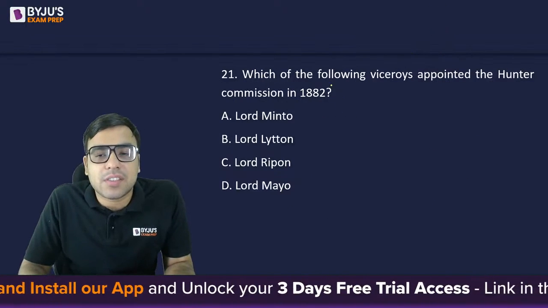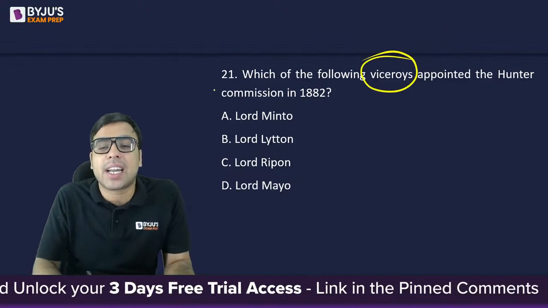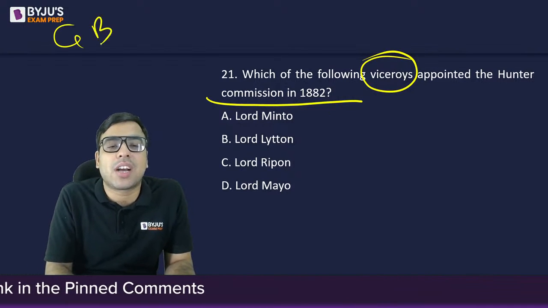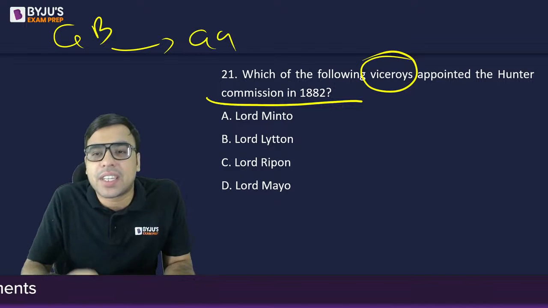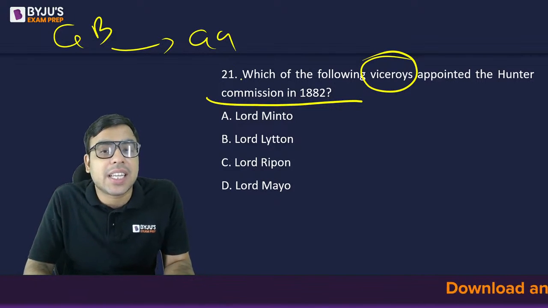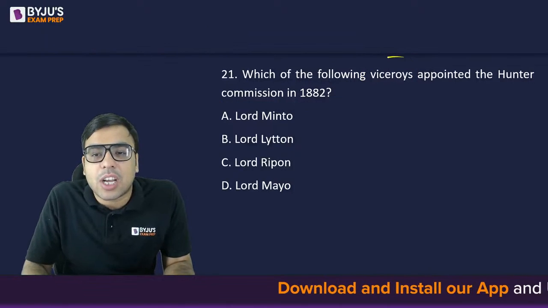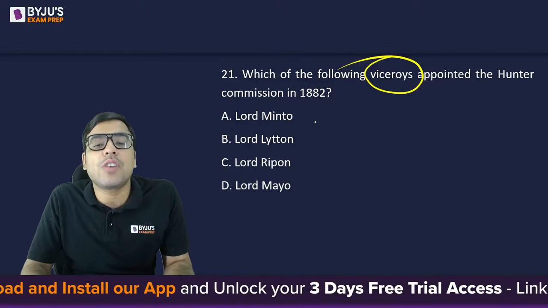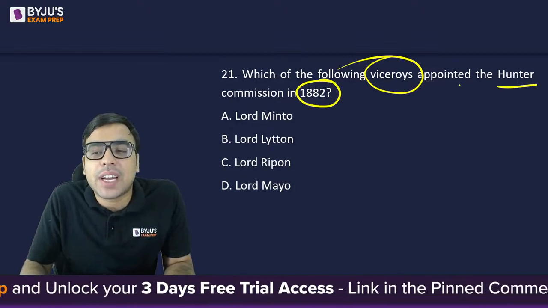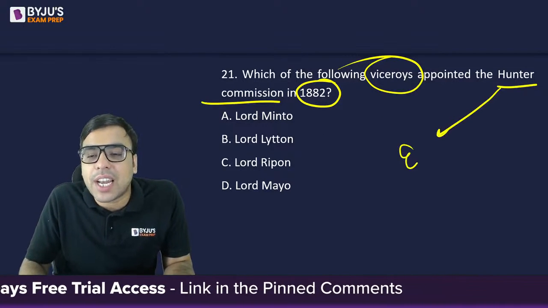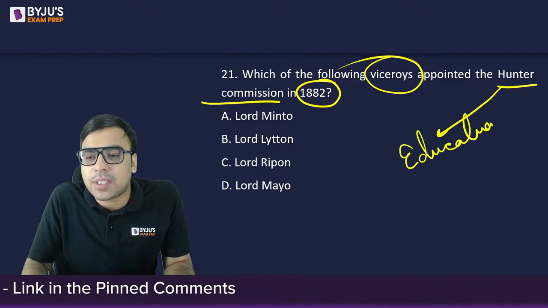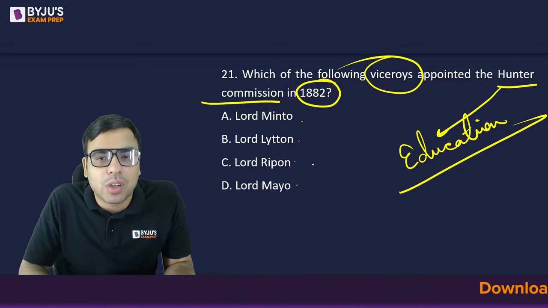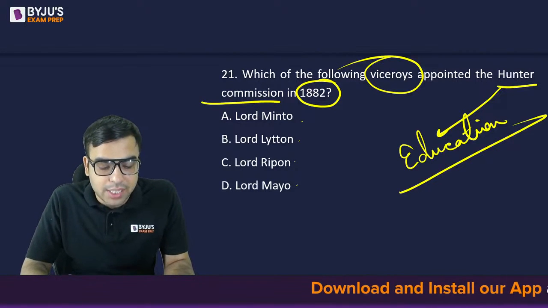Okay, the next is which of the following viceroys appointed the Hunter Commission in 1882? So I have explained in the paid batches that earlier there was Governor General, then Governor General of Bengal, Governor General of India, viceroys. These things I have explained in our paid classes. तो आपको पता होना चाहिए what is viceroy, what is Governor General of India. So who was the viceroy in 1882 when Hunter Commission was established? So this was related with education. Hunter Commission for Education. Your options are Lord Minto, Lord Lytton, Lord Ripon, Lord Mayo. What is the right answer to this question? क्या सही जवाब है बताइए.